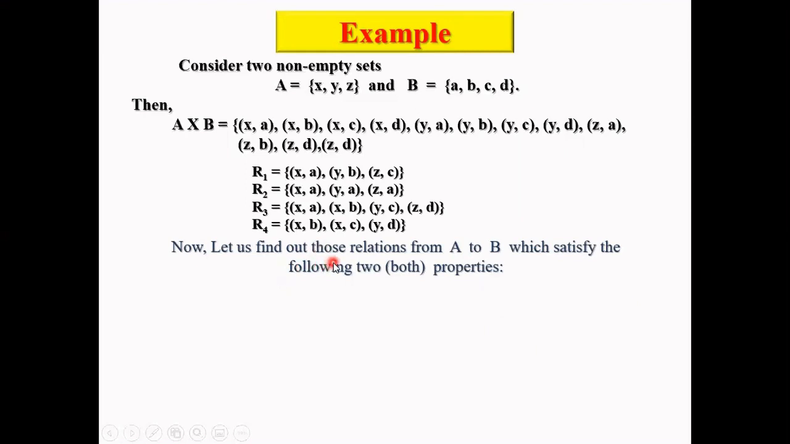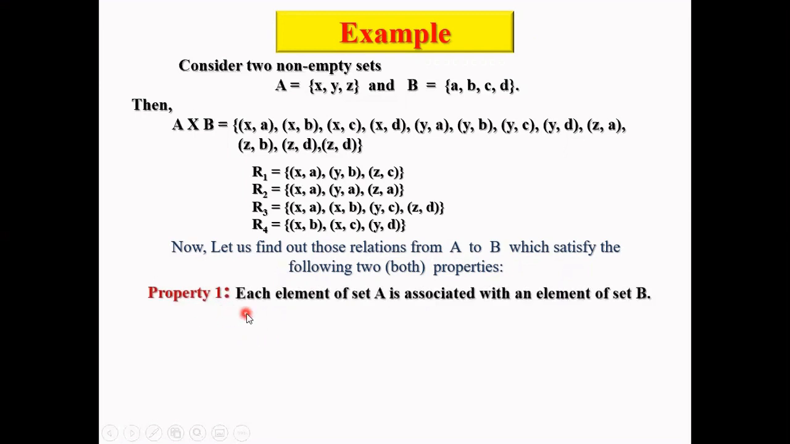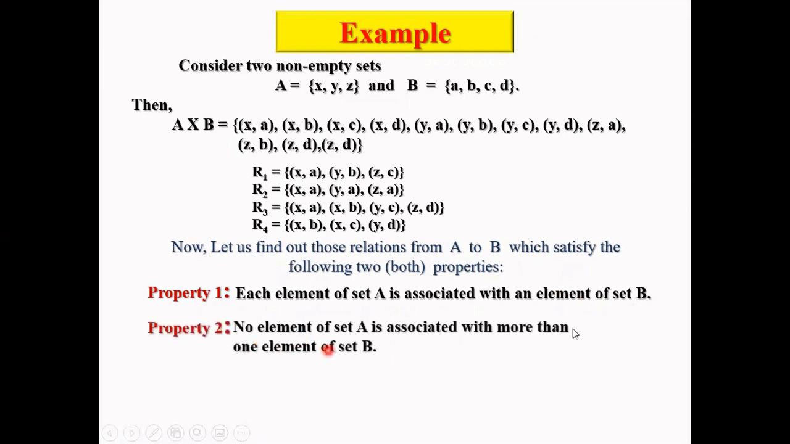Now, let us find out those relations from set A to B which satisfy the following two properties, both of them. Property 1: each element of set A is associated with an element of set B. Property 2: no element of set A is associated with more than one element of set B. Here we have to find the relations which satisfy both of these properties.